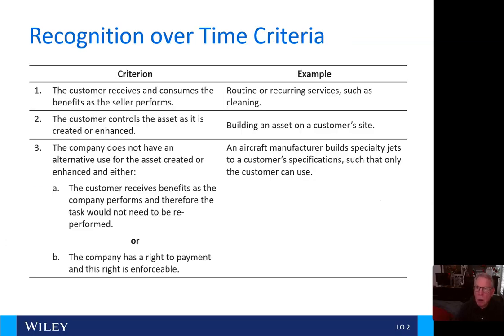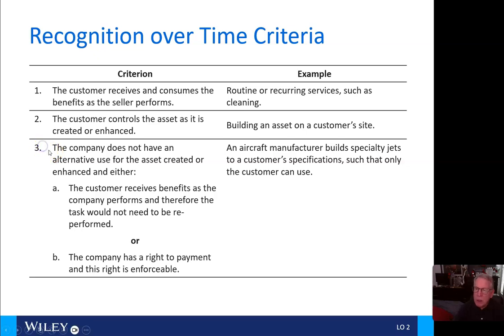All right, recognition over time criteria. So our number one criteria was that the customer receives and consumes the benefits as the seller performs. An example would be routine or recurring services such as cleaning services. Number two, the criterion is the customer controls the asset as it is created or enhanced. Here, we're building an asset on the customer's site, for example.